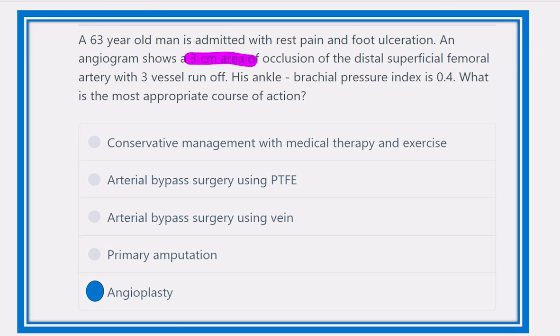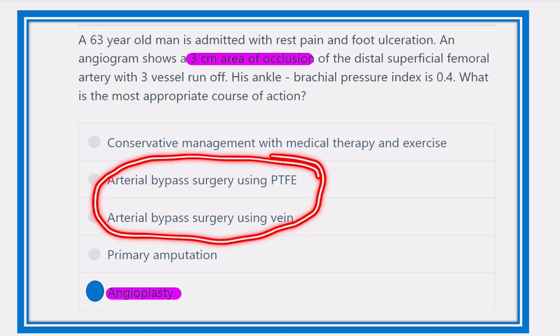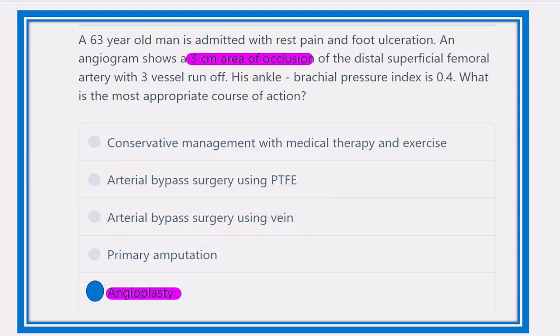So what is our answer? As the segment is very short, 3 centimeters, we can go for angioplasty. And when it is a long segment, in this condition we can use arterial bypass using PTFE, vein or artery. Primary amputation is done only when there is significant comorbidity or significant limb loss.